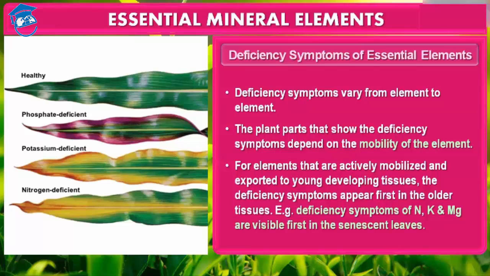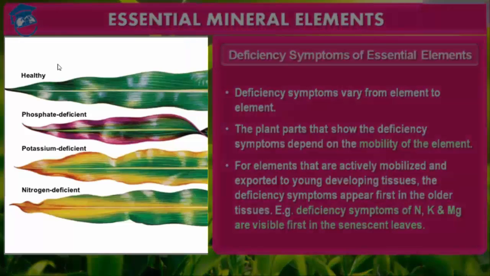The parts of the plant that show deficiency symptoms also depend on the mobility of the element in the plant, students. For elements that are actively mobilized within the plant and exported to the young developing tissues, the deficiency symptoms tend to appear first in the older tissue and then in the younger tissue.